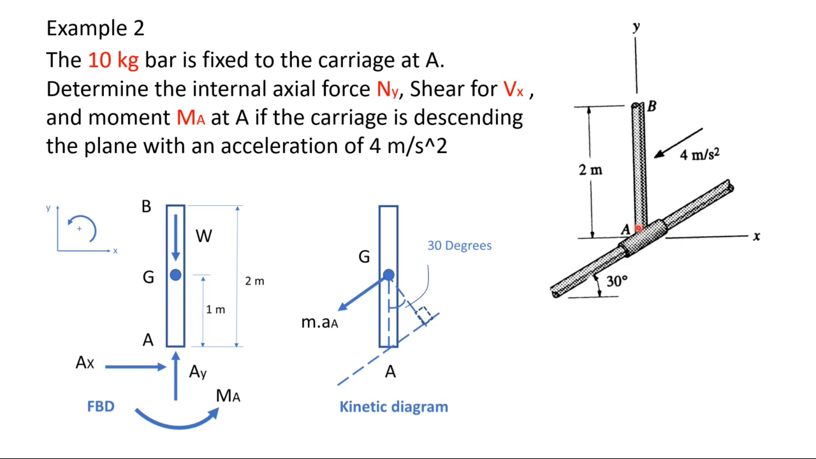The forces we are going to have at point A are a horizontal force Ax and a vertical force Ay, and we have the moment My around point A. That's the free body diagram.